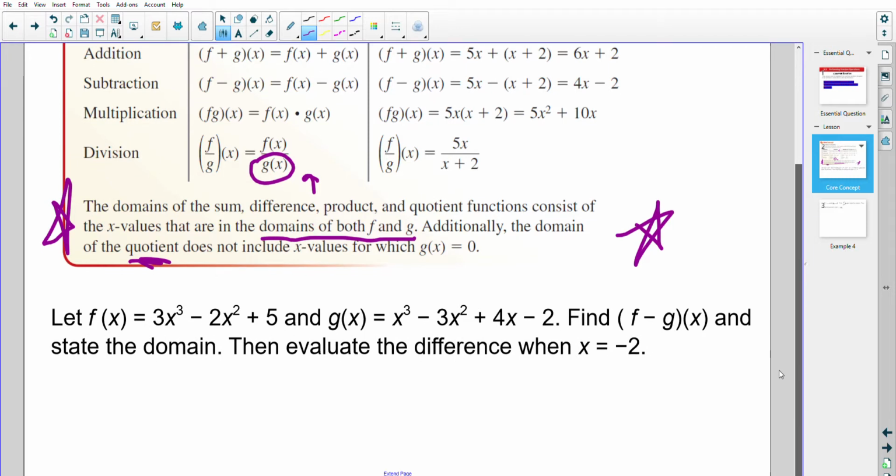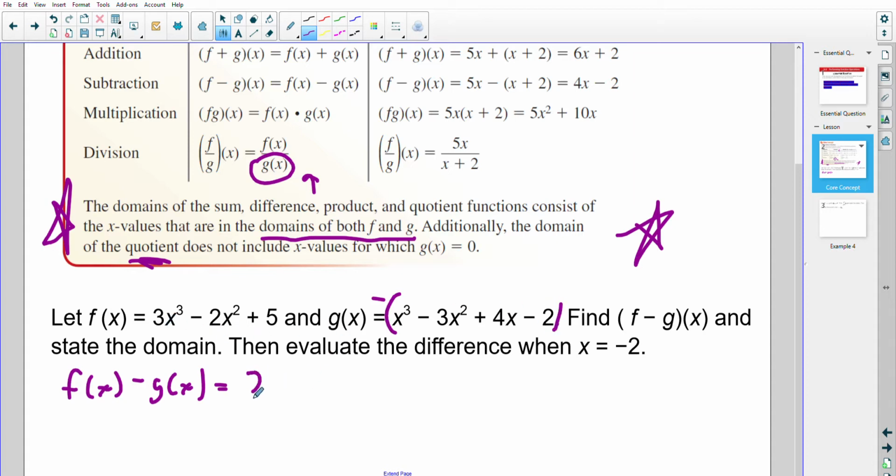So let's say, for example, that you have this problem and it says to evaluate that. If it makes sense, I like to write it like that. Maybe you don't need to. But I'm basically taking my f of x and subtracting off my g of x. So thinking about subtracting this, I'm going to just combine the like terms.